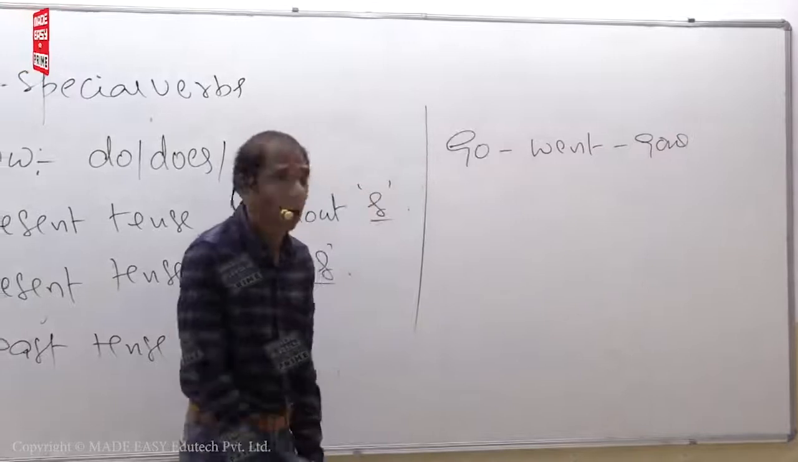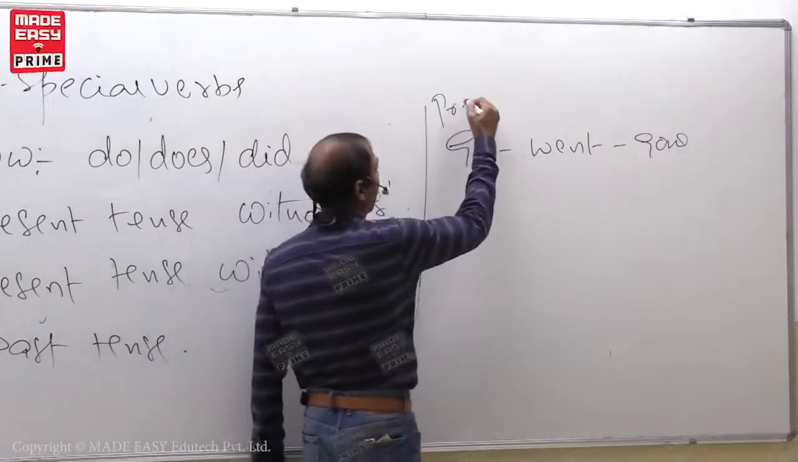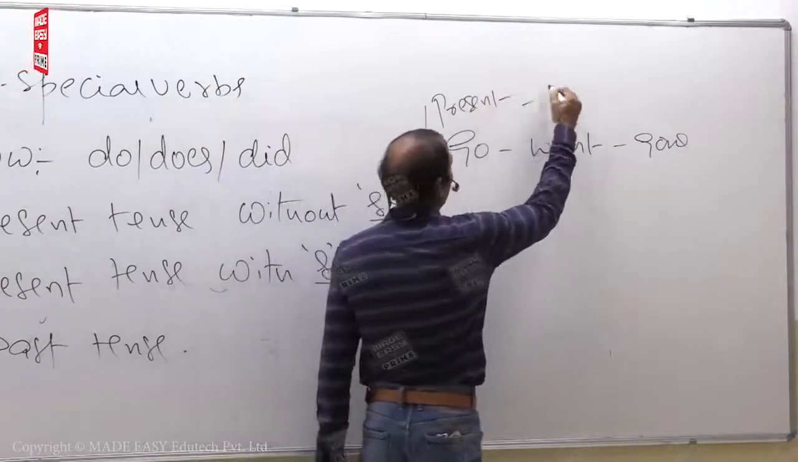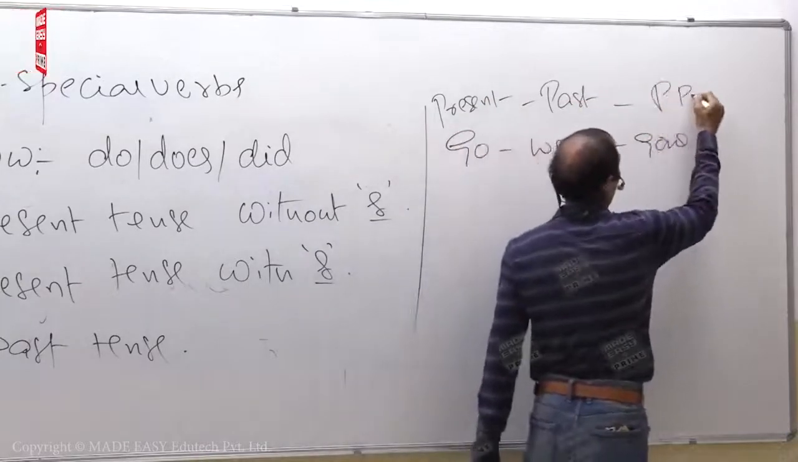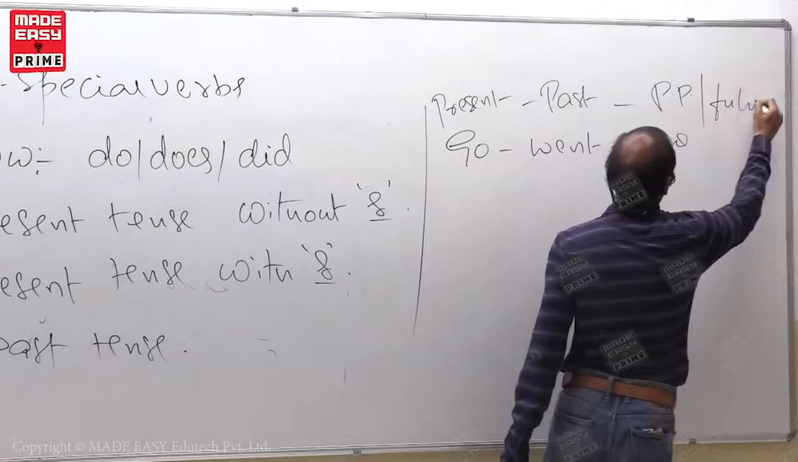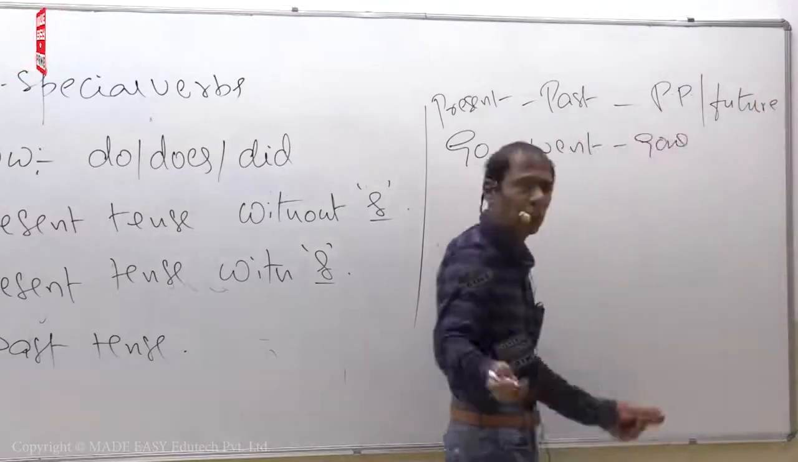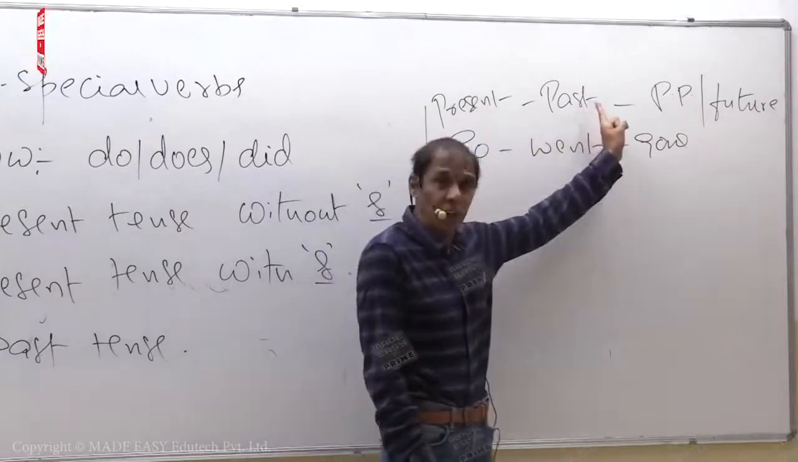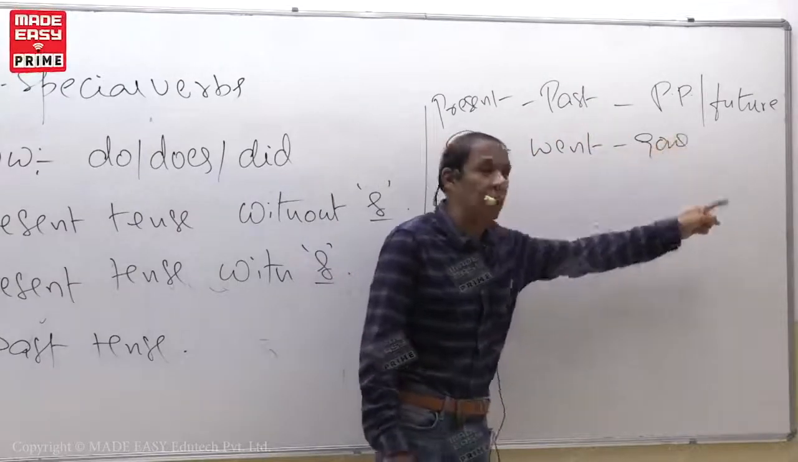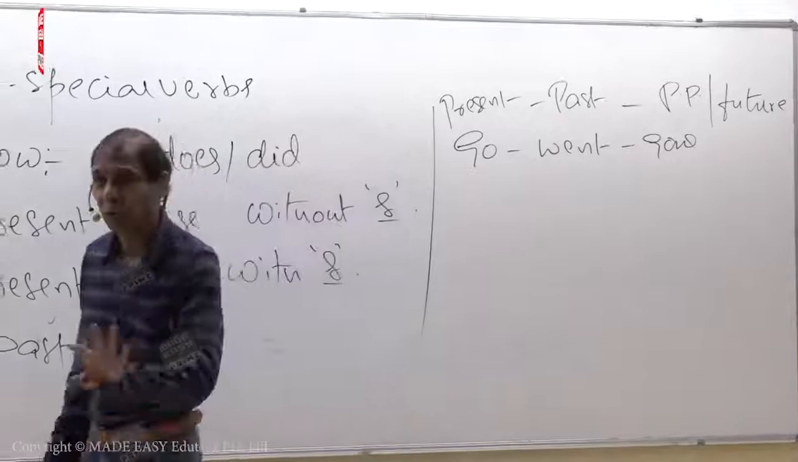Go, went, gone. The first one is present tense. The second one is past tense. The third one is past participle or future. The first one is present tense, the second one is past tense, and the third one is past participle or future.